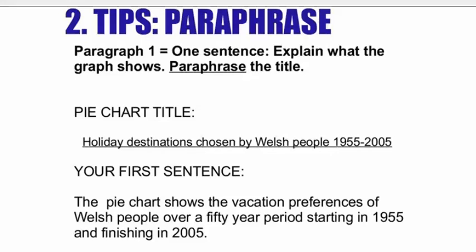What you need to do is learn how to paraphrase. Okay, and it's not a difficult task. What it consists of is reorganizing the information using a different structure, but so it stays the same. Okay, so for example, if we have some pie charts and the title is Holiday Destinations Chosen by Welsh People 1955-2005.